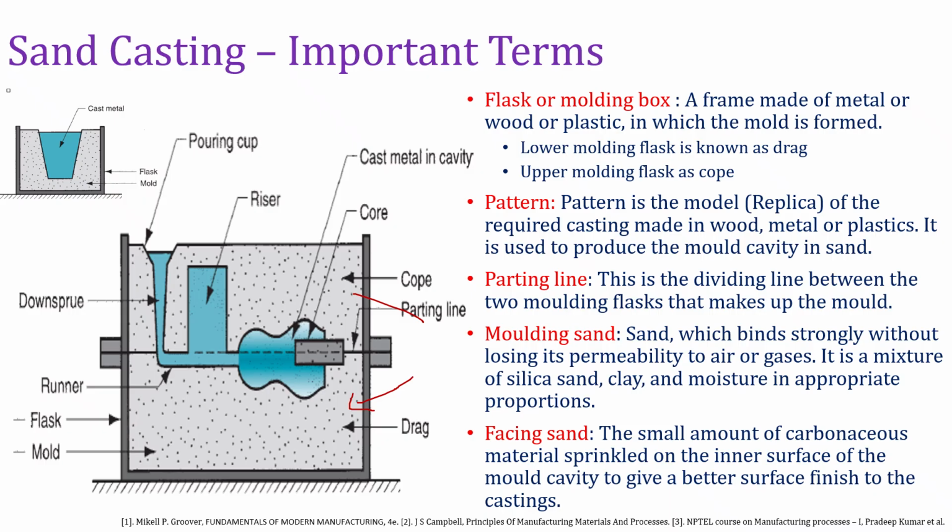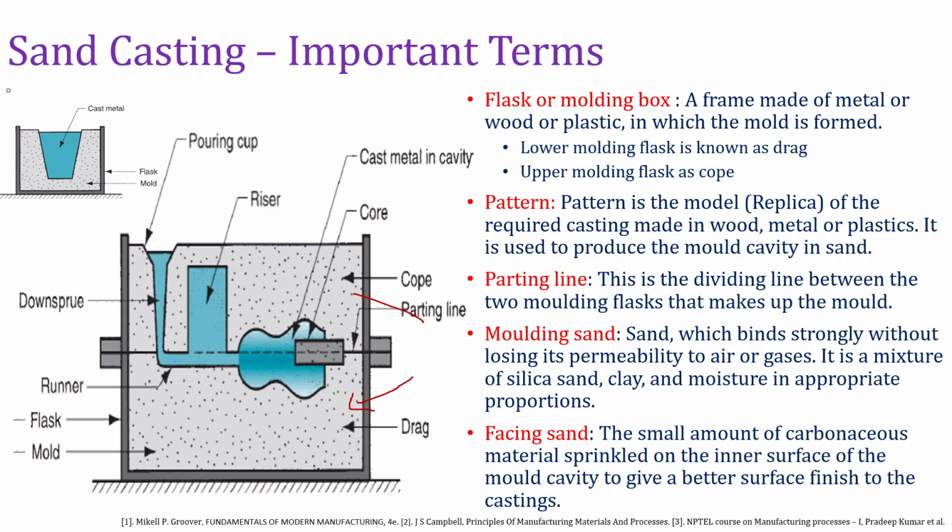The other important material is called molding sand, right? It is primarily composed of silica sand mixed with clay and moisture. This sand must possess sufficient strength to retain the mold shape while remaining permeable enough to allow gases to escape during pouring. Because using this sand only we are going to make the mold, right? If it is not strong enough, when we are keeping the pattern and we are trying for any molding operation, it will collapse, right? So this molding sand should have the required strength.